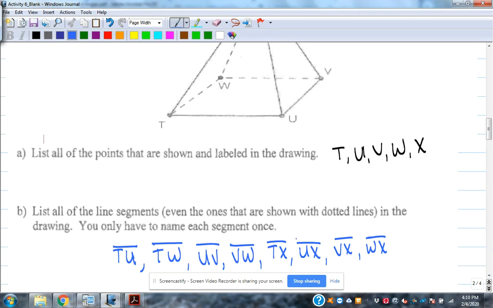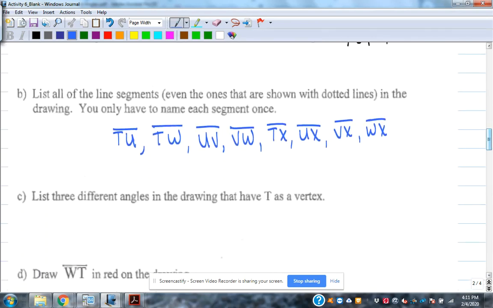Count them up. There's 4, 5, 6, 7, 8. Count them in your picture. 1, 2, 3, 4, 5, 6, 7, 8. 8 segments that are listed there. So just make sure you don't list one twice out of that.